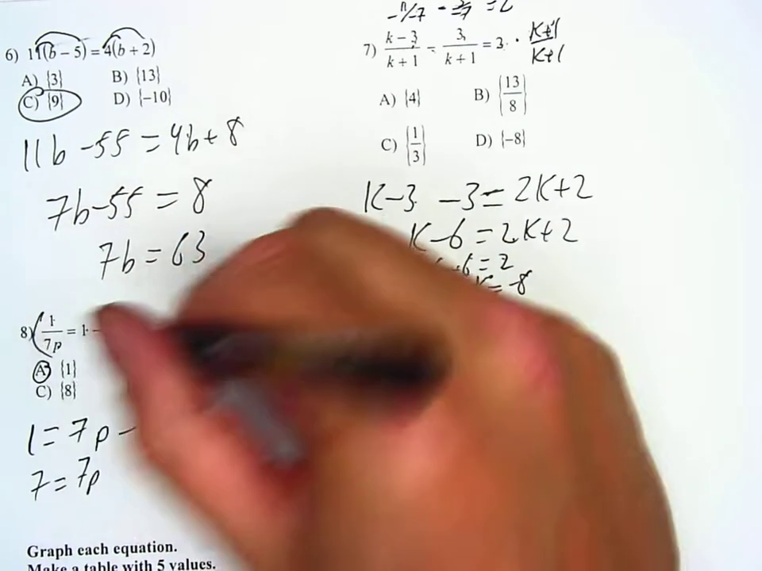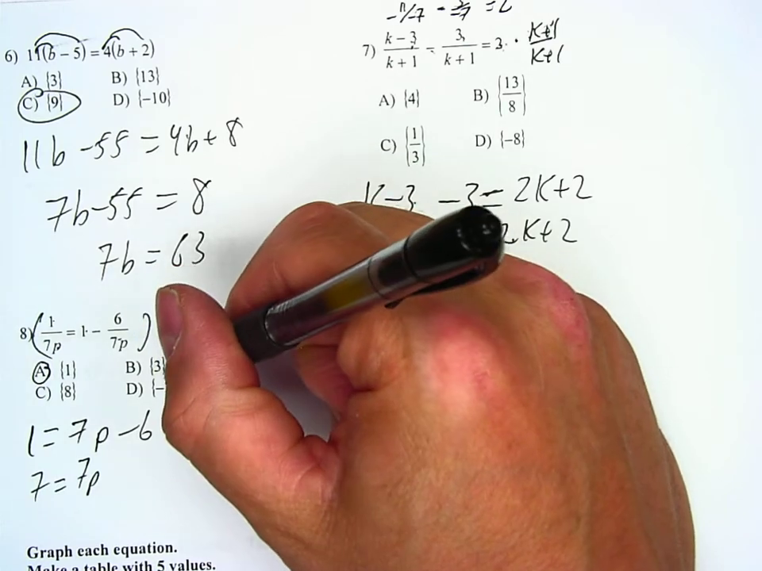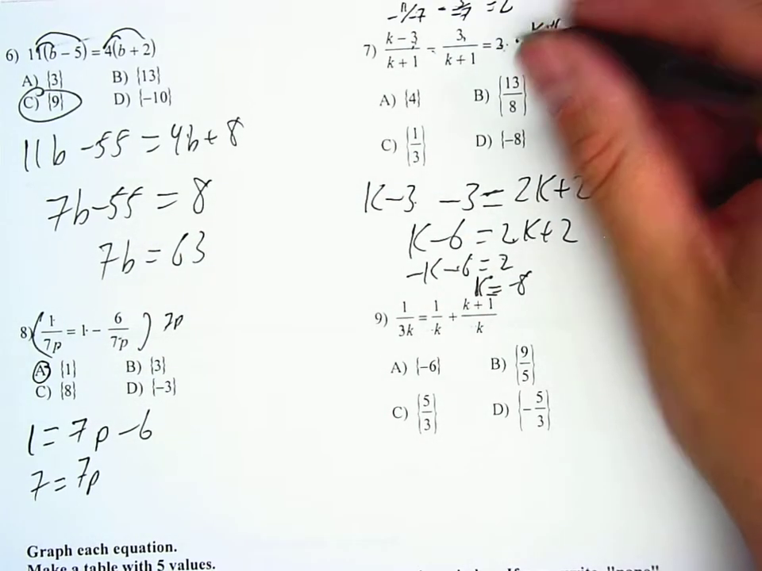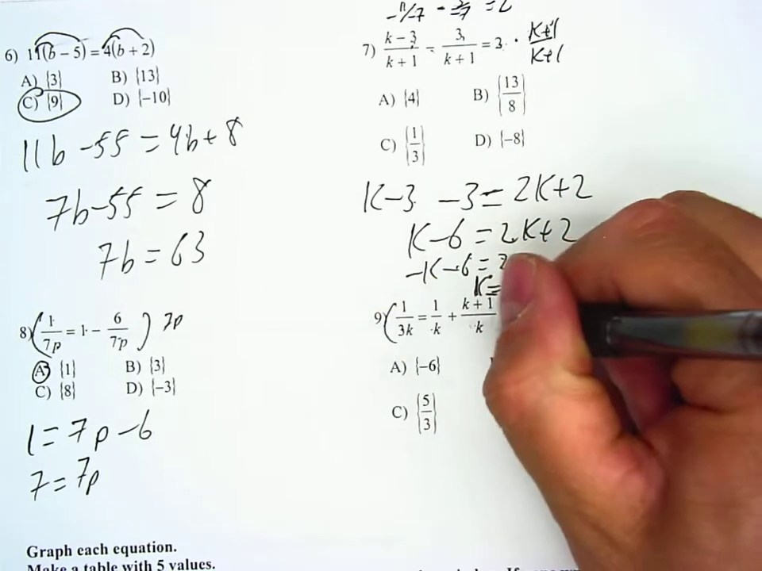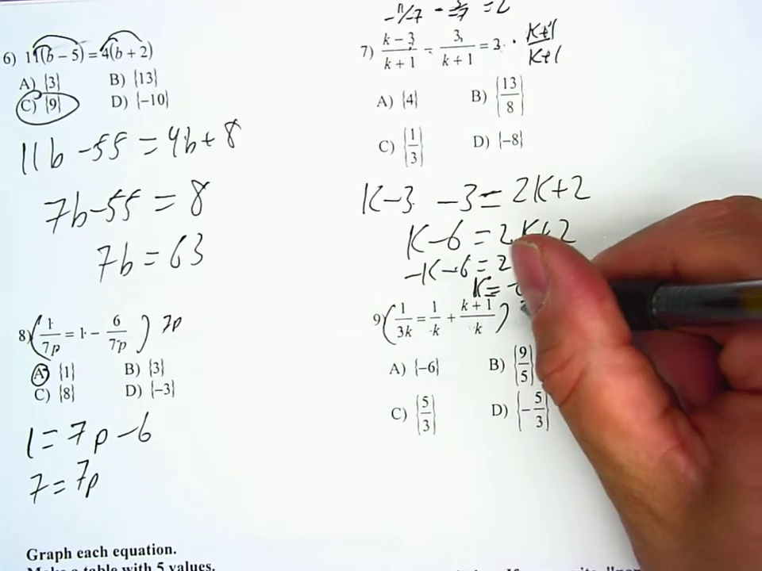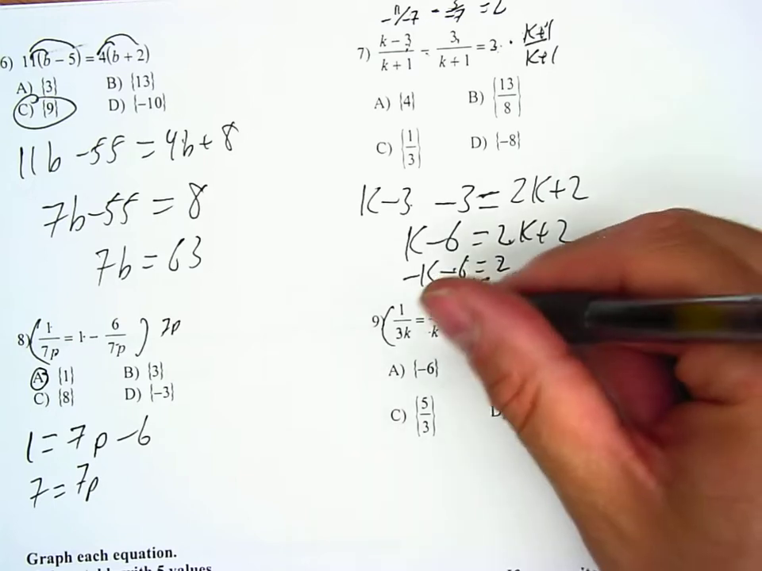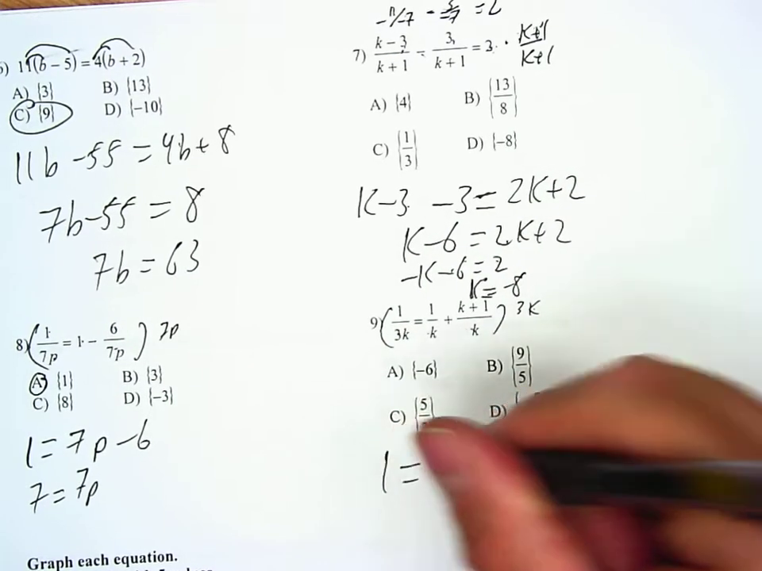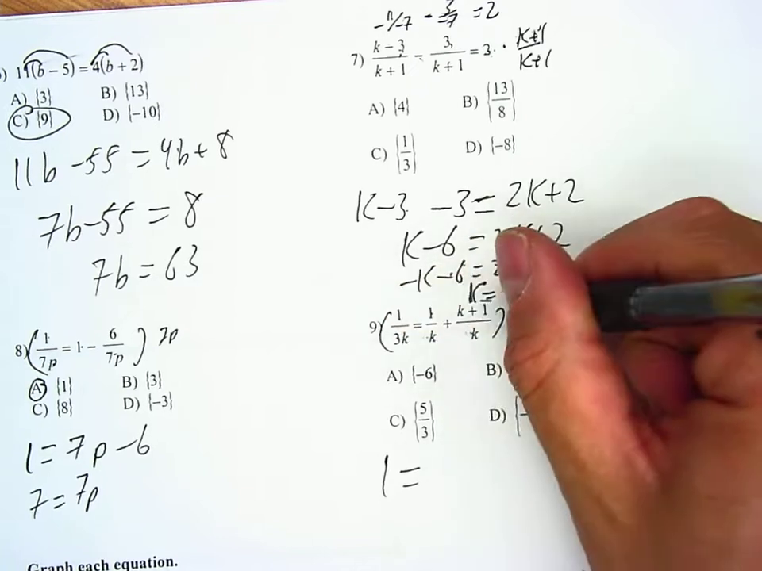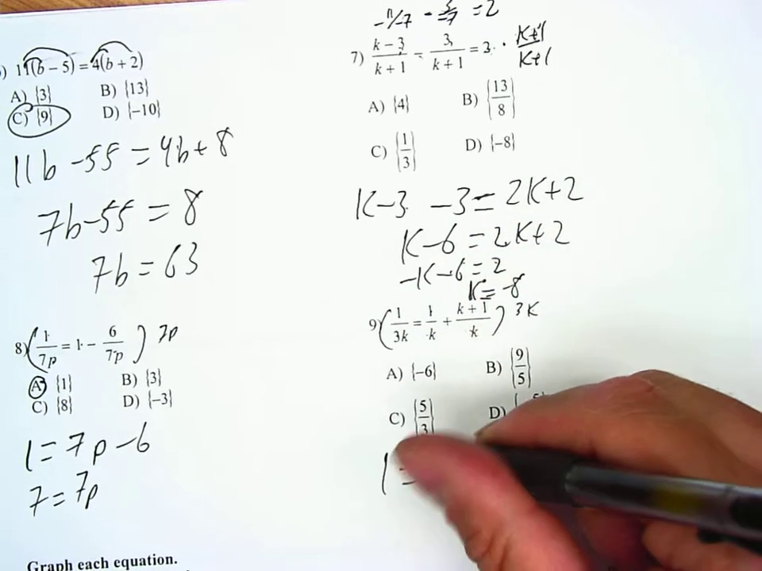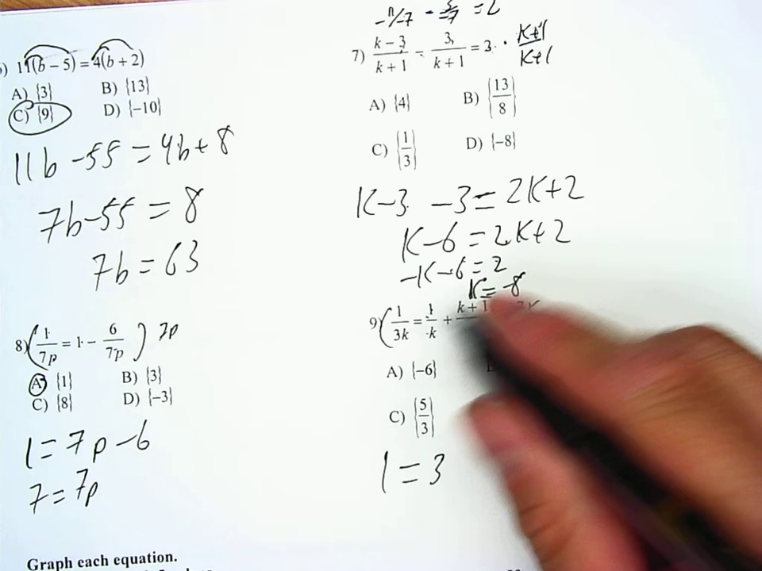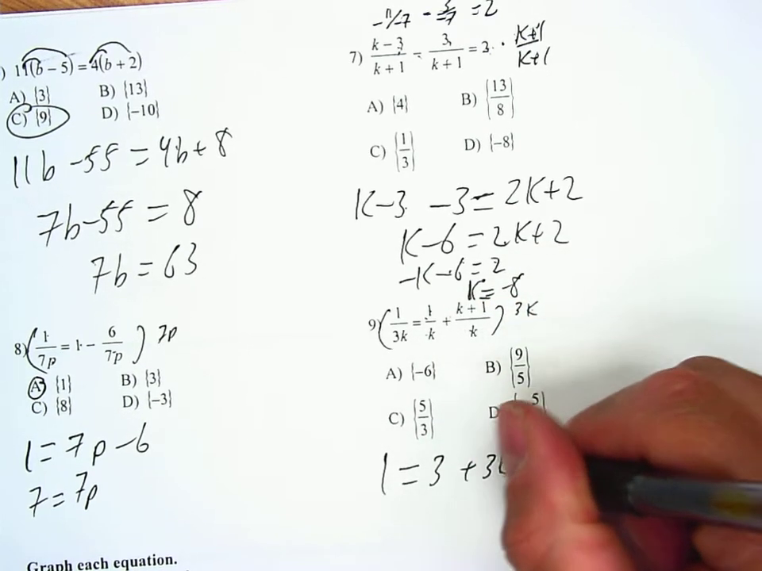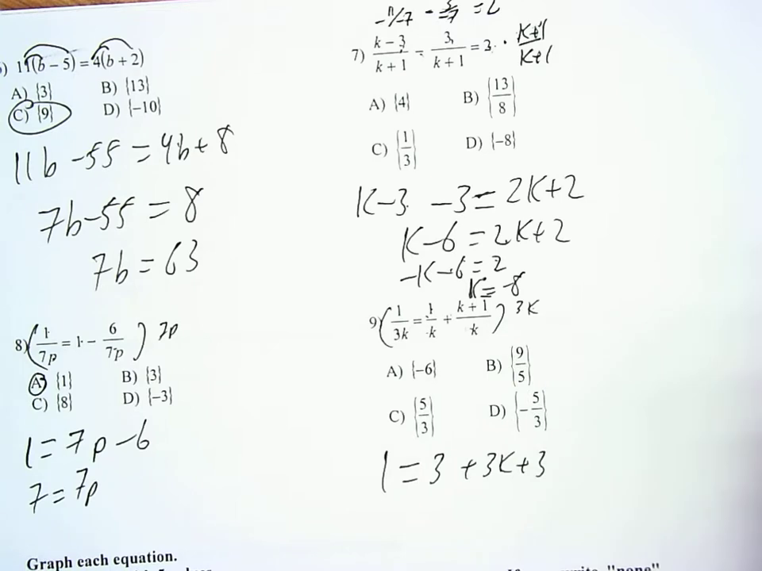So here I was timesing the whole thing by 7p to get rid of the bottom. Here I was timesing the whole thing by k plus 1 to get rid of the bottom. Or here you can think of it, I'm timesing the whole thing by 3k to get rid of the bottom. So this is going to make the k's gone, the 3's gone here. The 3 is going to distribute to the 1 and also to the k plus 1. So that's going to become a 3 times 1. And this is going to become a 3k plus 3, like so.